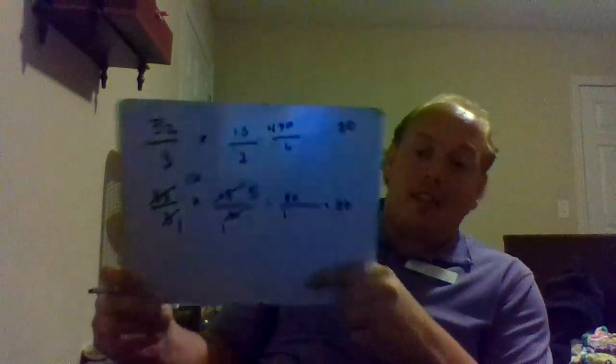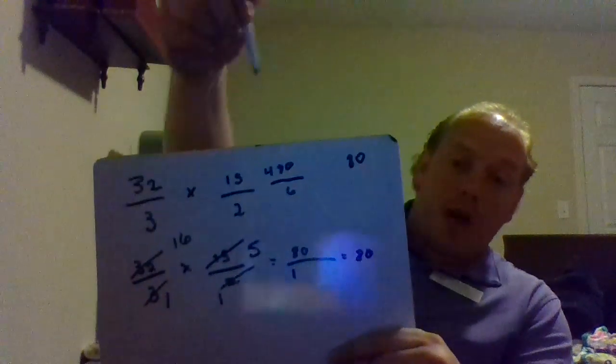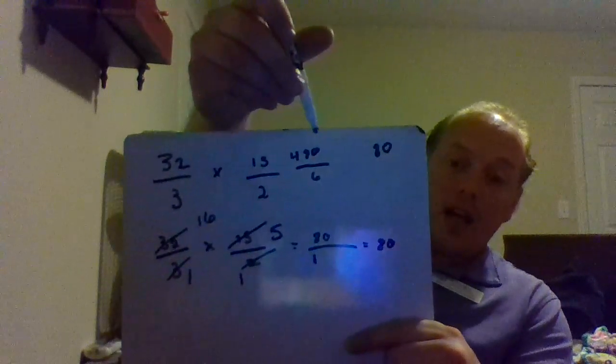16 times 5. So, 16 times 5 is still a pretty big number, unfortunately. But it's a whole lot easier than doing 32 times 15. 16 times 5 is 80. So 80 over 1 equals just 80. So as you can see, we got 80 on the bottom and on the top.